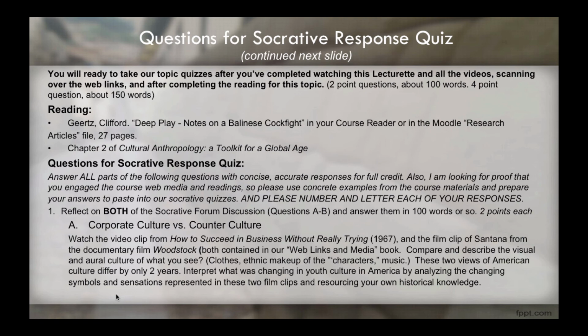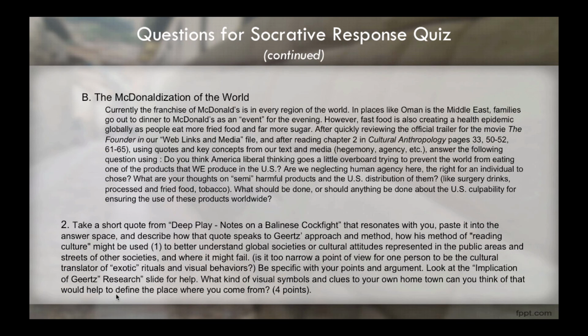A, corporate culture versus counterculture. Watch the video clip from How to Succeed in Business Without Really Trying and the film clip of Santana from the documentary film Woodstock, and compare and describe the visual and oral culture of what you see: clothes, makeup, etc. These two views of American culture differ only by 2 years. Again, interpret what was changing in youth culture in America by analyzing the changing symbols and sensations represented in these two film clips and resourcing your own historical knowledge.